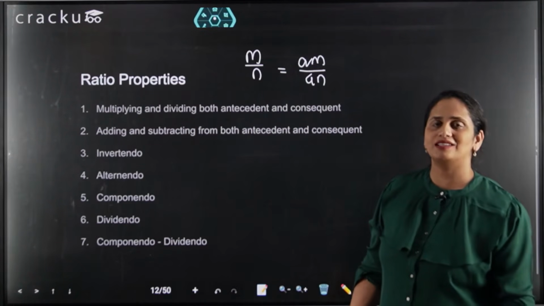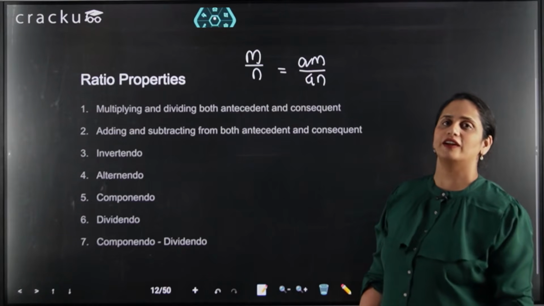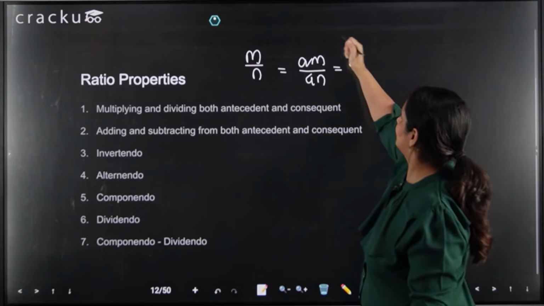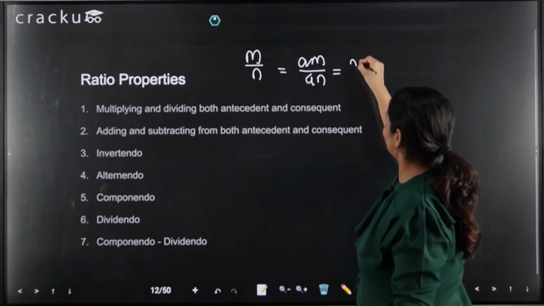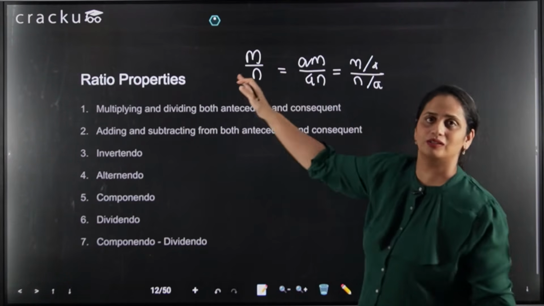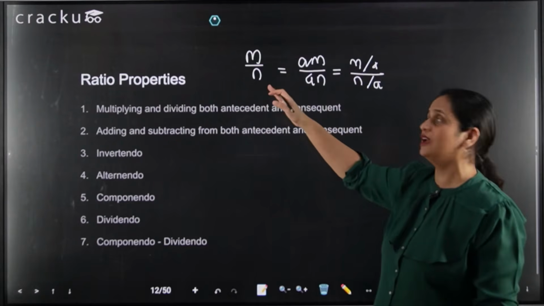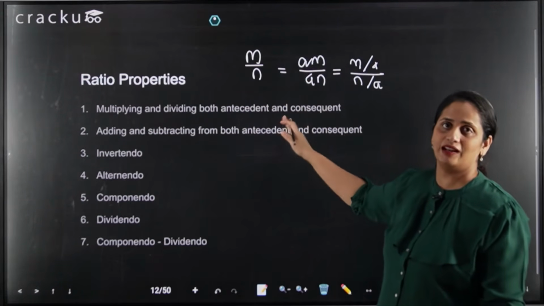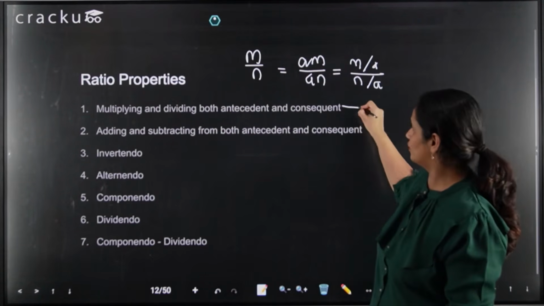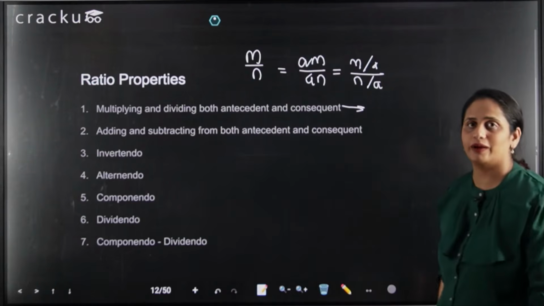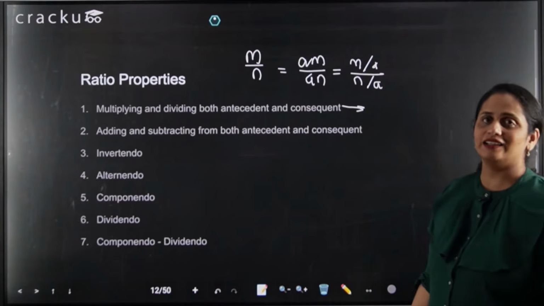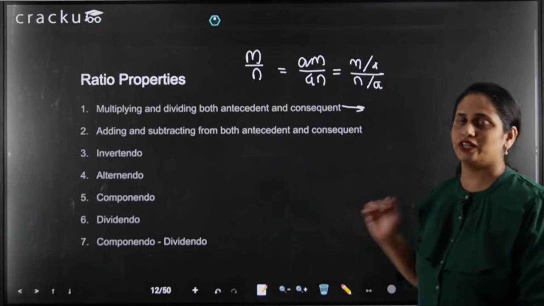Now, if I add and subtract, how does it affect the ratio as such? This is true even if I divide. Okay. By the way, if I say that m by a divided by n by a, still the ratio remains constant. It does not change the ratio at all. M by n will be equal to am by an will be equal to m by a divided by n by a. It does not change it. So basically, if you multiply and divide the antecedent and consequent by any constant, the fraction or the ratio does not change.